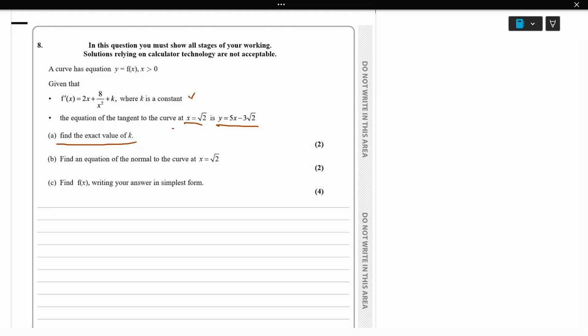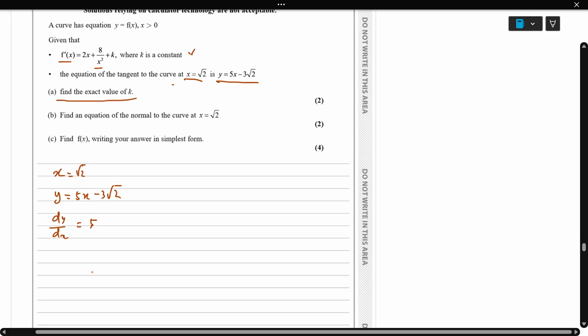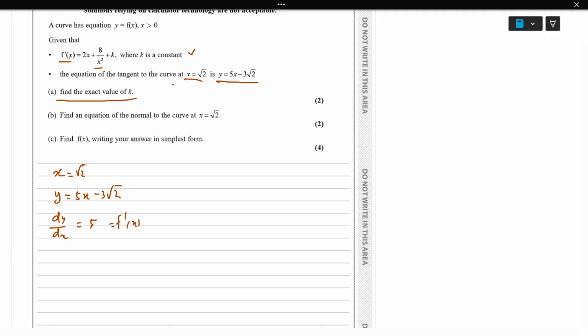For finding k, we need f dash of x and also the x value, so we can get k. First, x equals root 2 is given, and the tangent y equals 5x minus 3 root 2 is given. Differentiating, dy by dx is 5, because the constant becomes 0, so 5 into 1, which is 5.